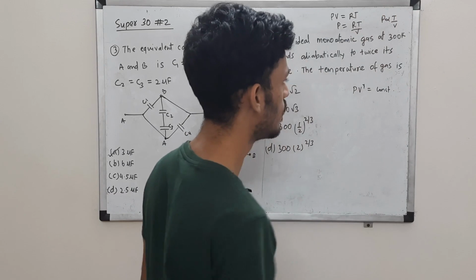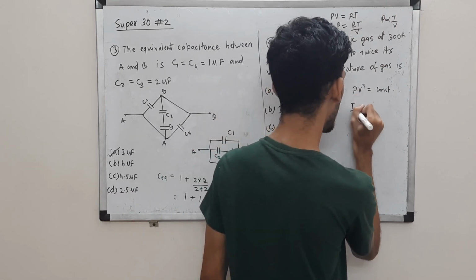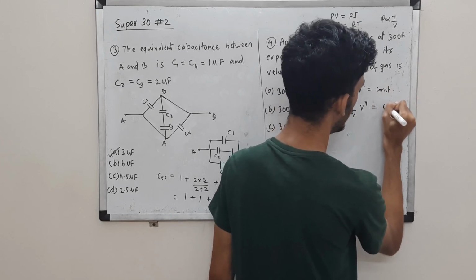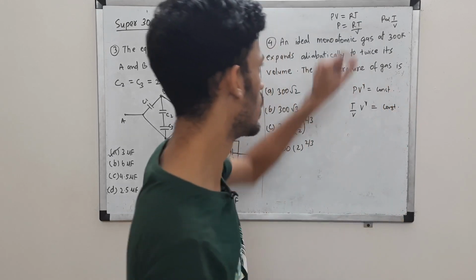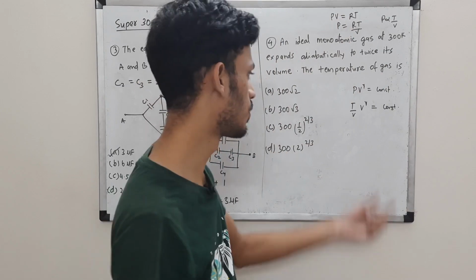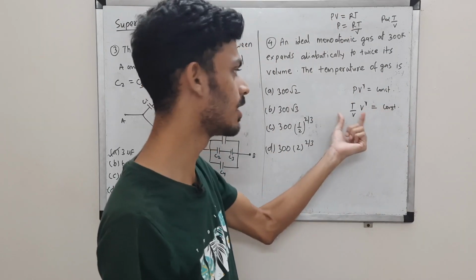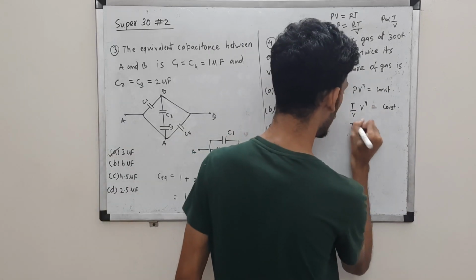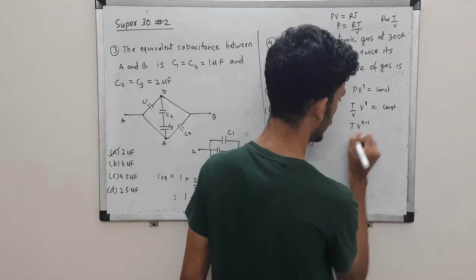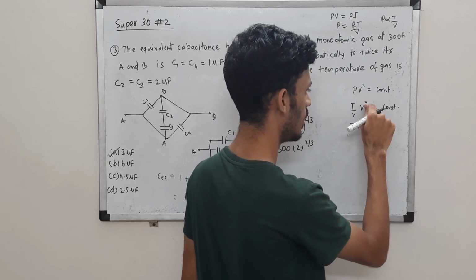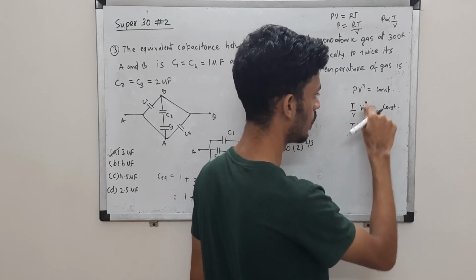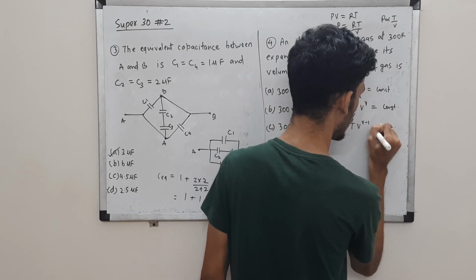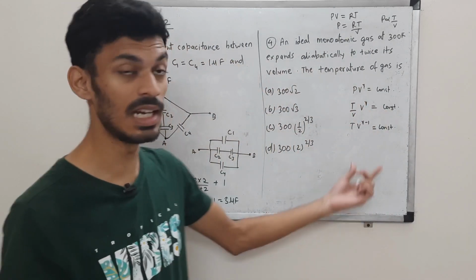So I can replace this P by T by V. Because this is constant, only the constant will become different. Because we have R, we can take it to the other side, so the constant value will change, but still this quantity will remain constant, right? Or some of you might directly know the relation for adiabatic between temperature and volume: T V raised to gamma minus 1 is constant. This is the relation for adiabatic process between temperature and volume.